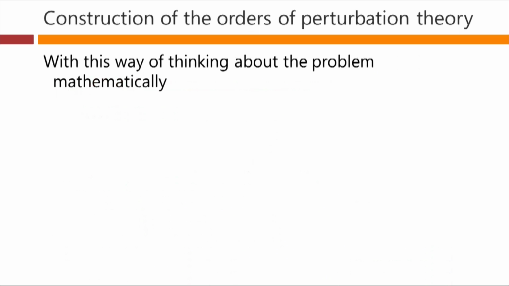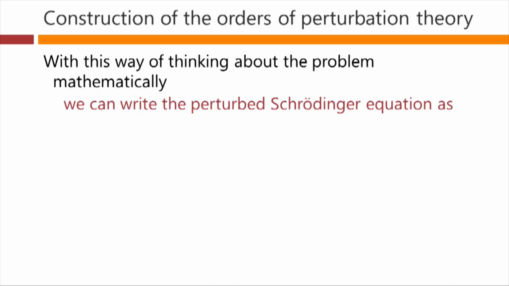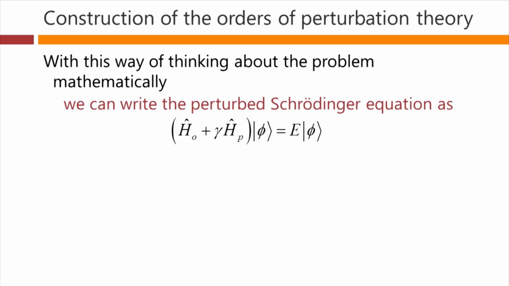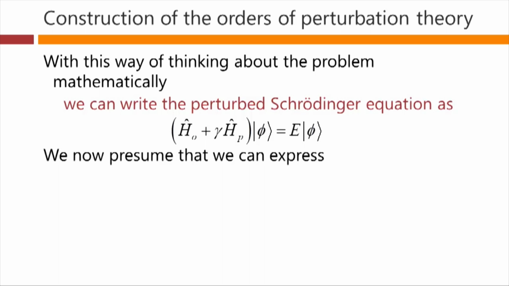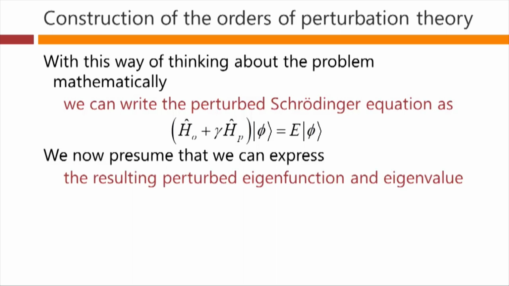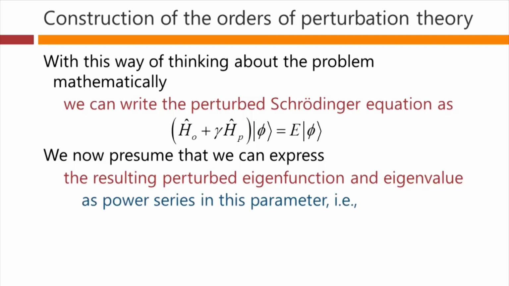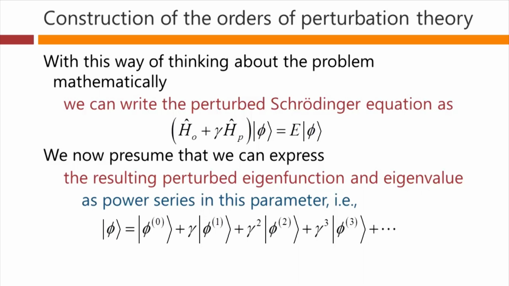With this way of thinking about the problem mathematically, we can write our perturbed Schrodinger equation in the following way. So here's our original unperturbed Hamiltonian, and here's the perturbation we're adding, and formally we put in this gamma housekeeping parameter in front of it. And that is the total Hamiltonian of the system, and it's acting on the wave function, and the idea is we're going to figure out the eigenenergies, E, of the system corresponding to some solution wave function here. So we now presume that we can express the resulting perturbed eigenfunction and eigenvalue as power series in this parameter gamma. That is, in the following kind of form.